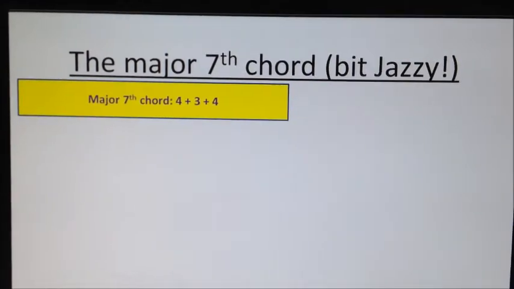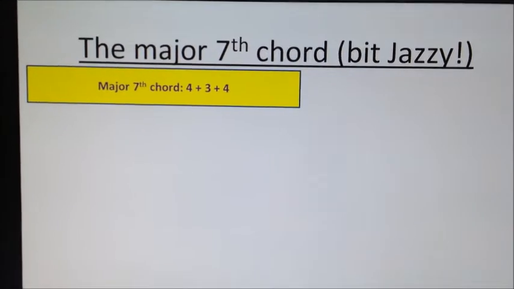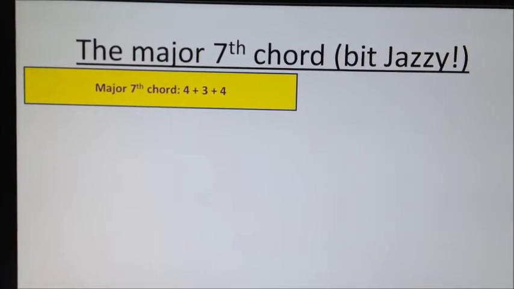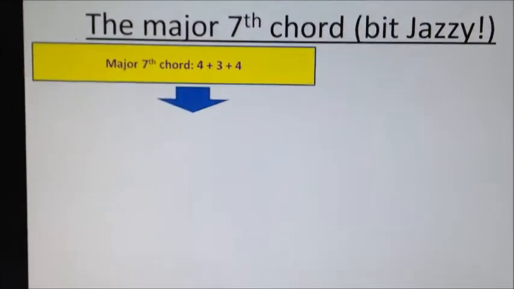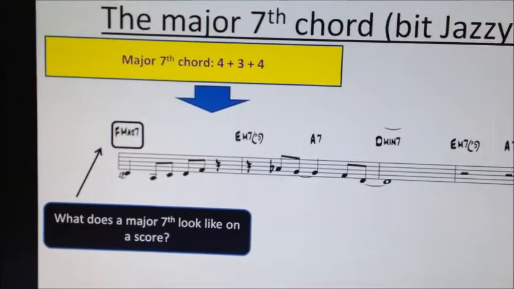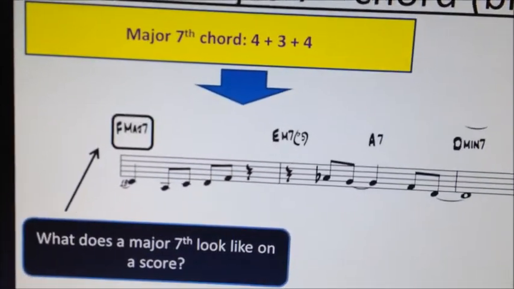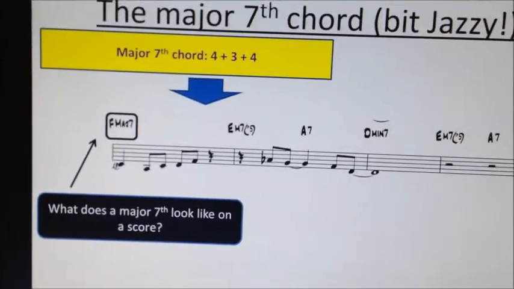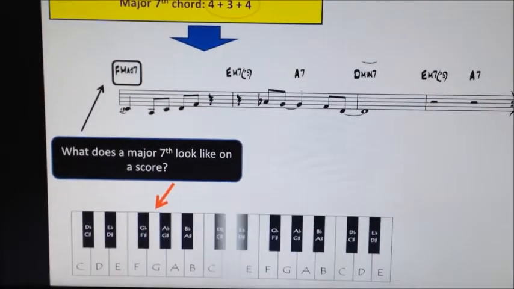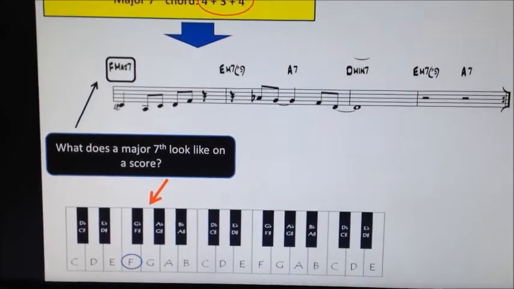Looking at the major seventh, a bit jazzy. I like this one. You would know that if you know me as a teacher. I love jazz. Major seventh is used a lot in jazz. It's 4 plus 3 plus 4. What does it look like on the score? It looks like that. F, and then you write M-A-J for major seventh. F major seventh. There are a few ways to write it. That's the most common.